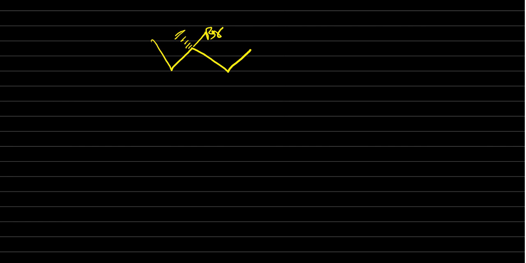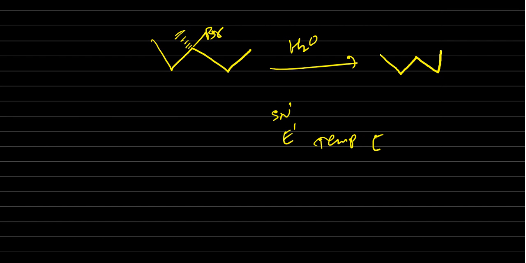Bromine is there, we are taking water, aqueous medium. Okay, of course it's a weak nucleophile and weak base also. So in this case, generally which reactions take place? SN1 and E1. If temperature is there, E1 is favored. Okay, temperature is not there, so no temperature means SN1 is preferred.